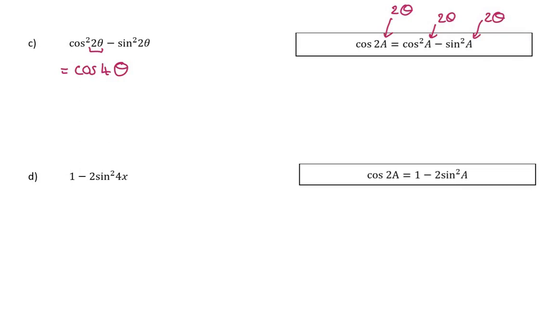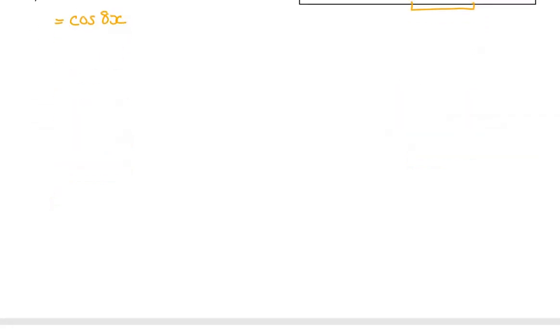On to the next one. 1 minus 2 sine squared. Again, you start to recognize those patterns. This is exactly the same pattern as this version of cos 2A. Now in this case, this is 4x, so 4x represents what A is. So this is going to be cos of double 4x, which is cos of 8x. So you start to pick up these patterns eventually.